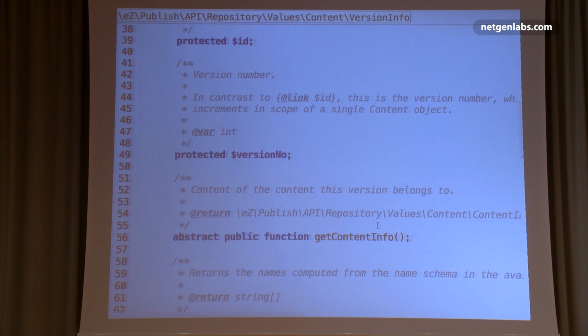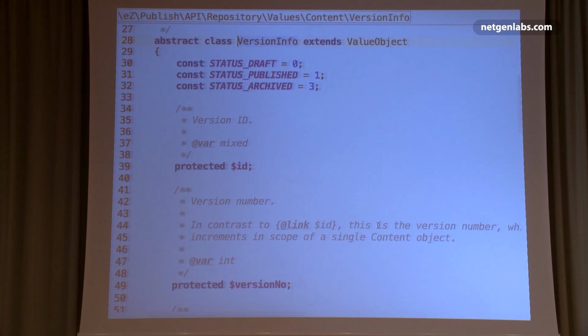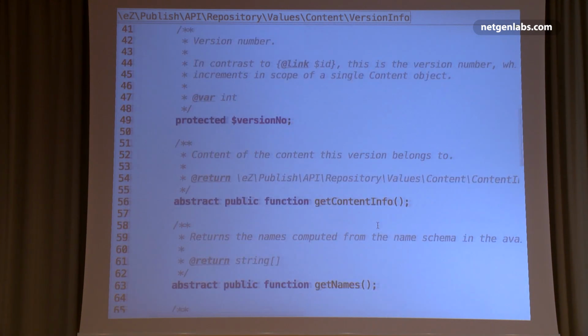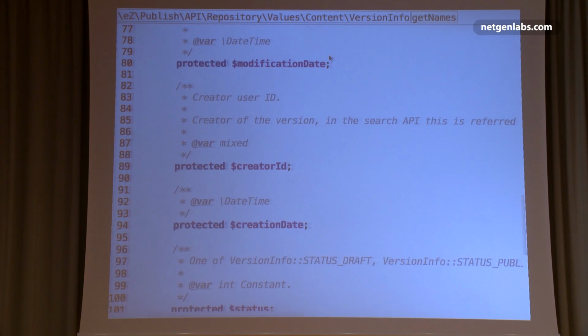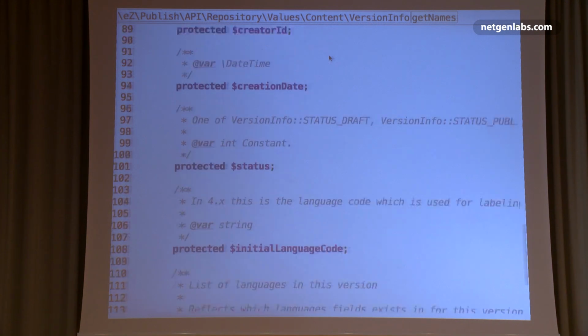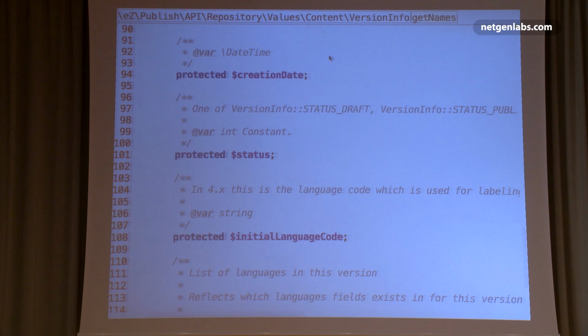Which, yeah, basically holds the data from the specific version, let's say the last published version. So of course the ID, the version number itself, the names. All the translated things are in the version info, not in the content info. The modification date, the creator of the version, and so on. So this is coupled on purpose. Content is a specific entity, and the version is tied to the content, but they need to be treated separately.